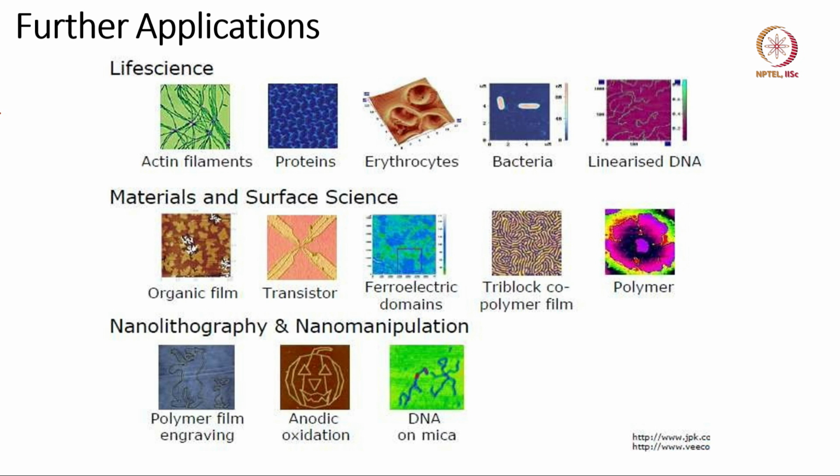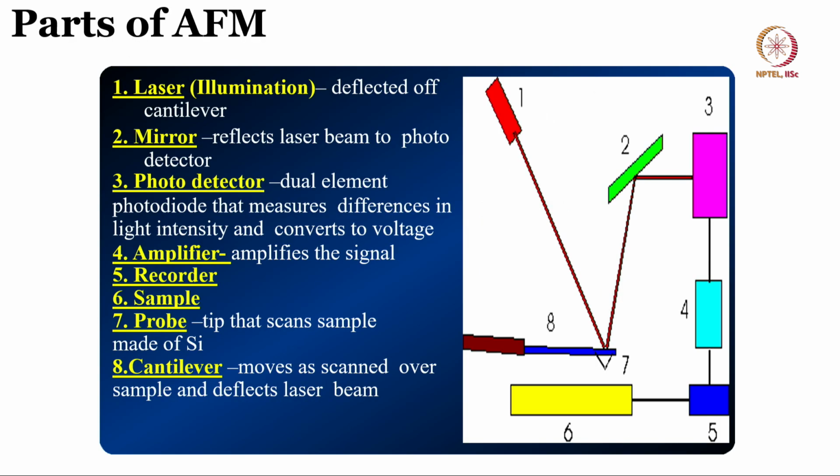There are several applications of this AFM, starting with life science applications, where we can look at actin films, we can look at proteins, we can look at the erythrocytes, we can see bacteria, we can see DNA. We can understand material surface science, for example organic film, transistor, ferroelectric materials, copolymers, polymers, we can look at polymer film engraving, anodic oxidation, DNA on mica sheet. There are many examples of this AFM.